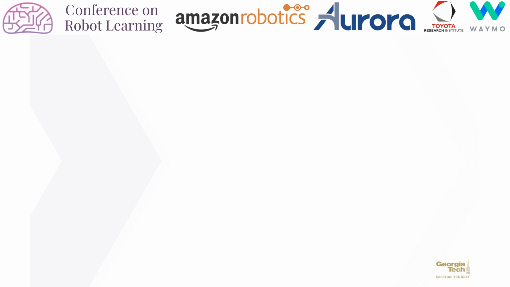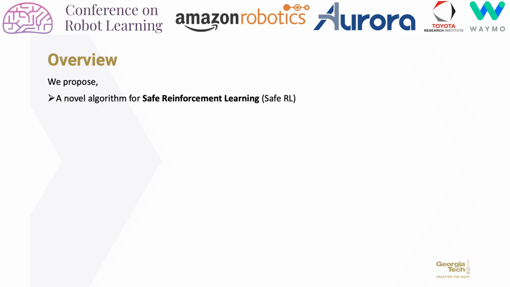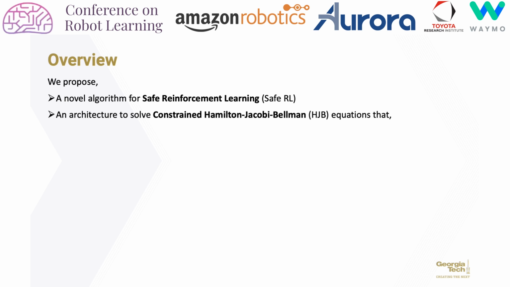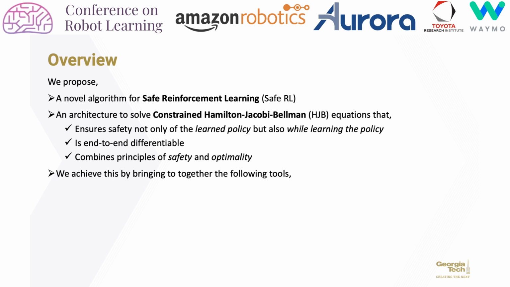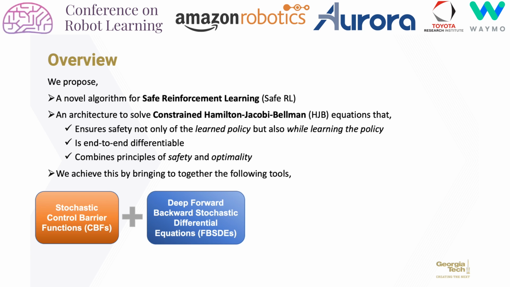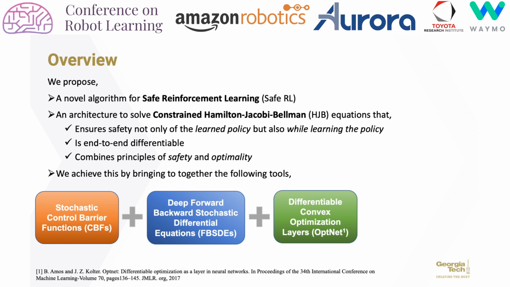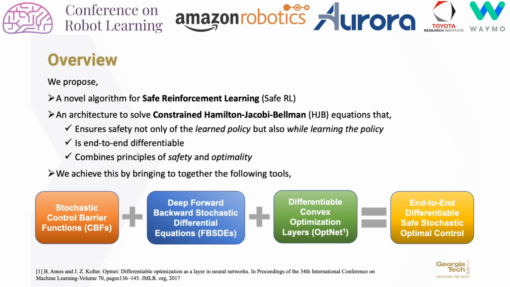In this work, we propose a novel algorithm for safe reinforcement learning and an architecture to solve constrained HJB equations that ensures safety not only of the learned policy but also while learning the policy, is end-to-end differentiable, and combines the principles of safety and optimality into one framework. We achieve this by bringing together stochastic control barrier functions, deep forward-backward SDEs, and the OptNet differentiable convex optimization layer to produce an end-to-end differentiable, safe stochastic optimal controller. Now let us take a look at each of these building blocks.